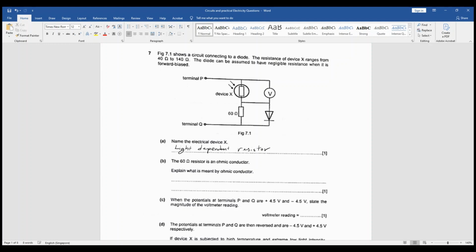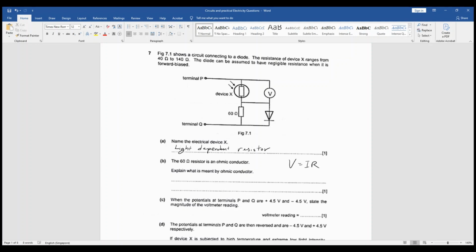Okay, 60 ohm resistor is an ohmic conductor. What is an ohmic conductor? That means it obeys Ohm's law. Ohm's law means V equals IR. If you remember the formula that you have learned, this is actually the formula that comes out from Ohm's law. So basically you just need to explain this.